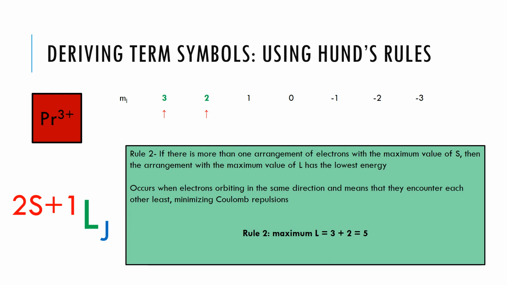The second rule that we have to take into account is that if there is more than one arrangement of electrons with that maximum value of S, then the arrangement with the maximum value of L has the lowest energy. Now I could put those electrons in any one of those 7 4f orbitals, described by the ML quantum number 3, 2, 1, 0, -1, -2, or -3. And I've arranged them in 3 and 2 in order to gain the maximum L value. So that is equal now to 5.